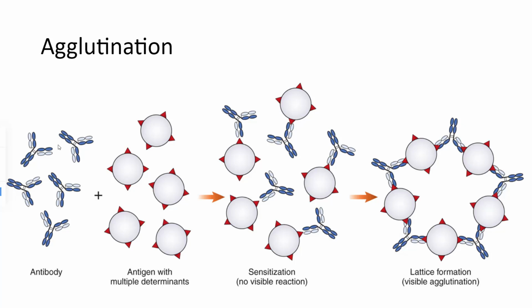So here's our antibody. Here's our antigen with multiple determinants. You have the sensitization, which happens, where you're not going to see a visible reaction. And then you're going to have this lattice formation, where you have visible agglutination.